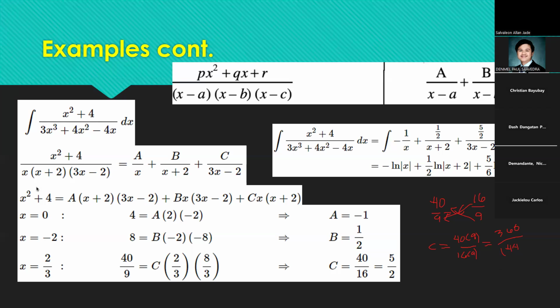Now afterwards, of course, you can now plug in our values in here. And then we can now do integration. So negative 1 over x is a du over u form. It's a logarithmic formula.